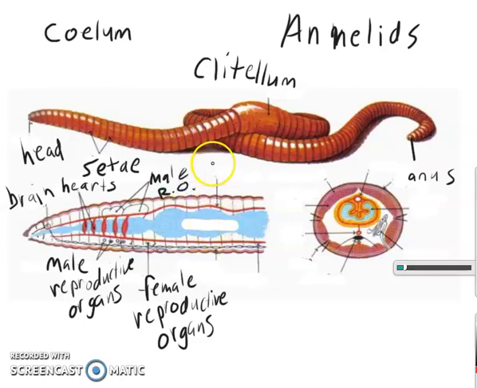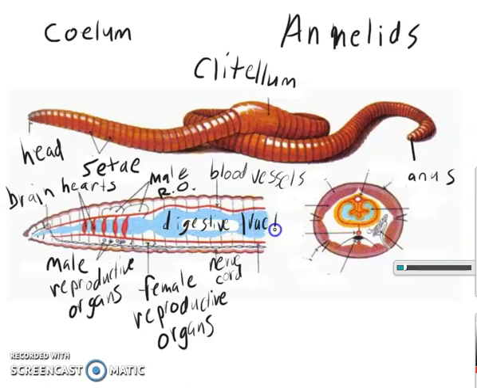Here we have the blood vessels. Down here is the nerve cord. This part in here is called the digestive tract. Another blood vessel here.